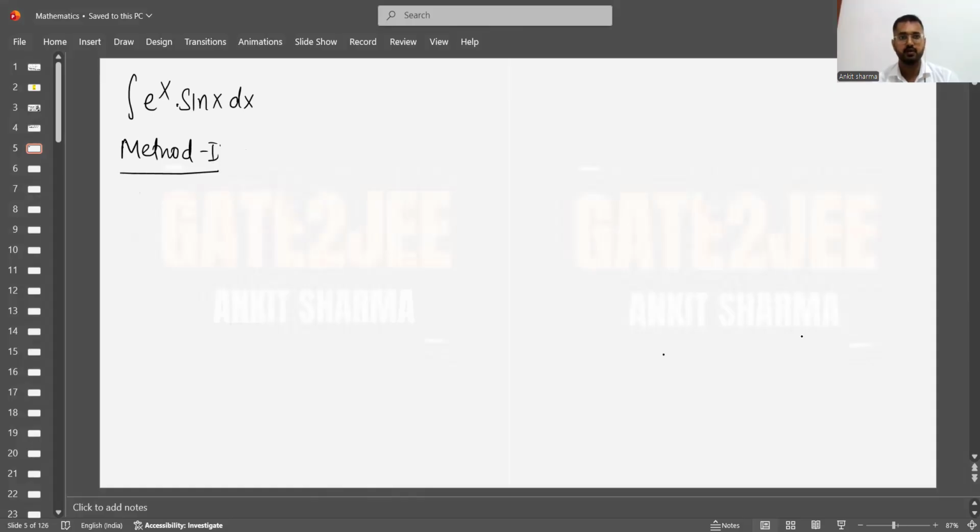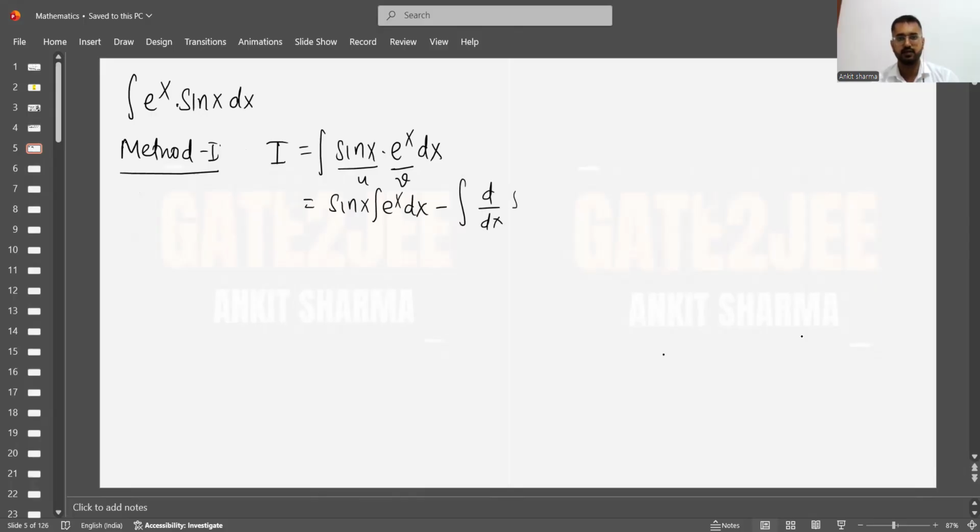That's the standard method. So here I'll be considering the integral of sine x into e to the power x dx. Now in this case, if I apply by parts, this is u, and this turns out to be v. So that is sine x, and then the integral of e to the power x dx, minus the derivative of sine x, and then the integral of e to the power x dx, and the whole dx. Now this turns out to be sine x into e to the power x, minus the derivative of sine x, which is cos x, and the integration is e power x dx.